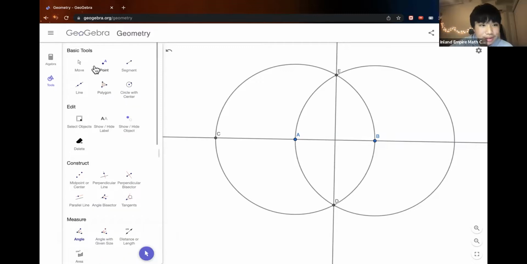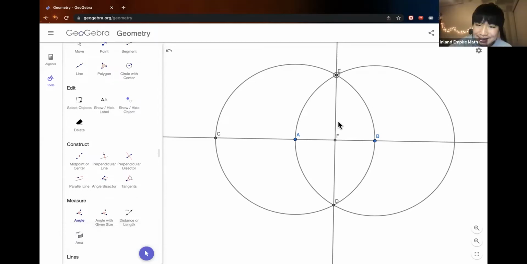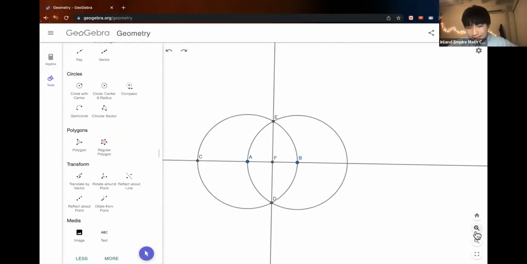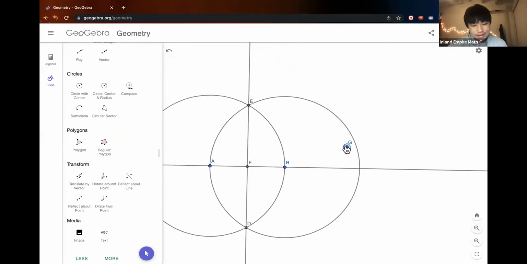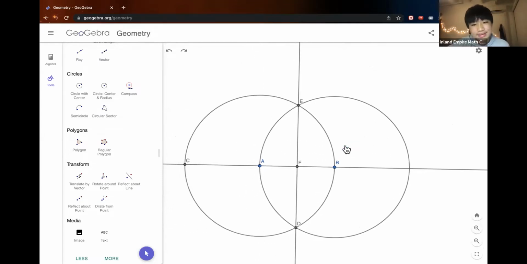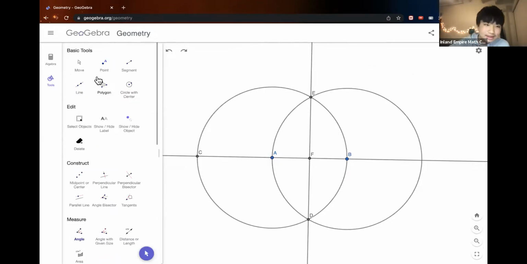Oops, put a point here. That is not the middle. Yeah, sorry about that. And if we create it, it does indeed say that it is 90 degrees. But can we mathematically prove that this ED is actually a perpendicular bisector of AB?